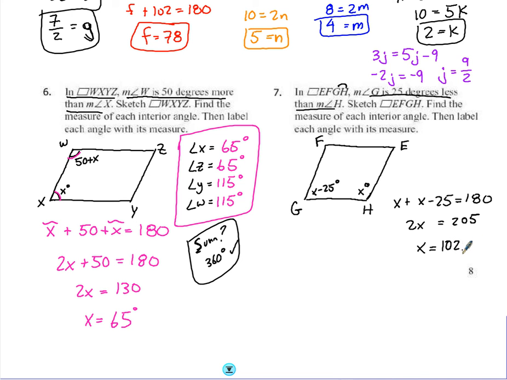So again, they want us to find each interior angle. So if angle H is opposite of angle F, they're both going to be equal to X, which is 102.5 degrees. And then that makes angle G and angle E congruent to each other. And they would both be 25 degrees less, so they would be 77.5 degrees and 77.5 degrees. Again, checking to make sure that those four angles all add up to 360.